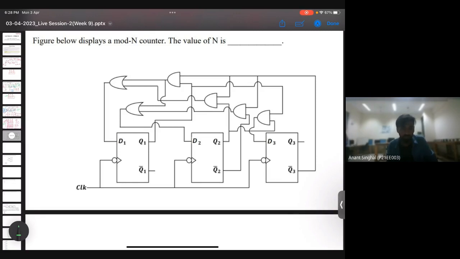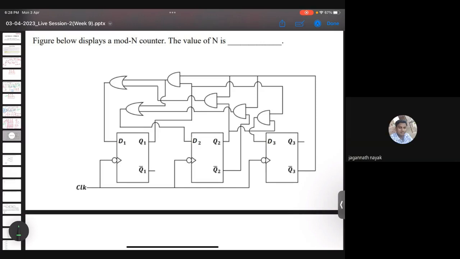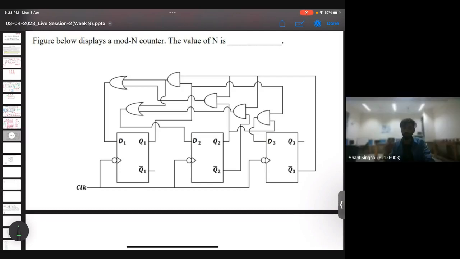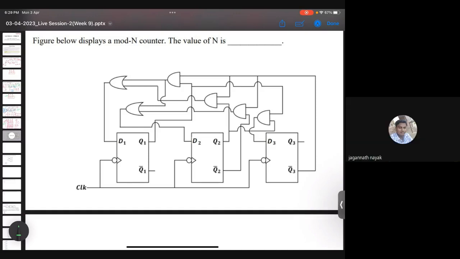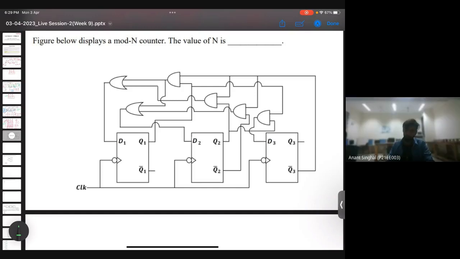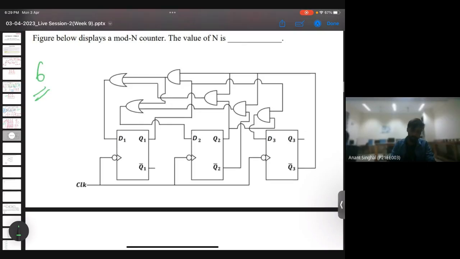Any answers? So first of all, can you tell if it is a synchronous or an asynchronous circuit? Synchronous circuit. Synchronous, sir. So do you reach any conclusion? The value of n is 6. Okay, so I get the answer which is 6. Let's see if it is correct or not.